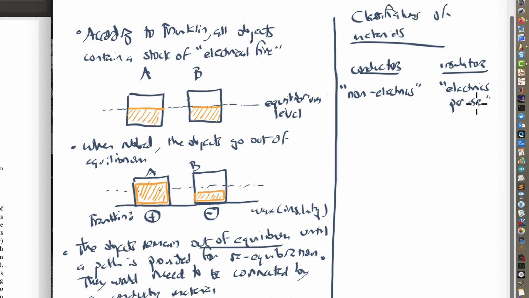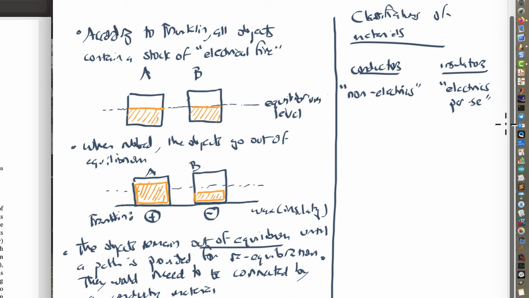And it's because when you rub an insulator, like glass, it will become electrified. It doesn't immediately discharge through the rod. It kind of holds on to this charge because the charge can't move through it to discharge. So he calls that an electric per se. And he calls conductors non-electrics.